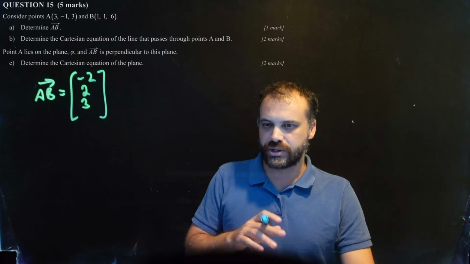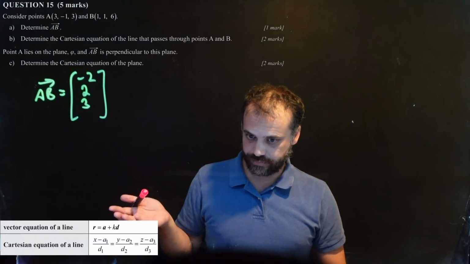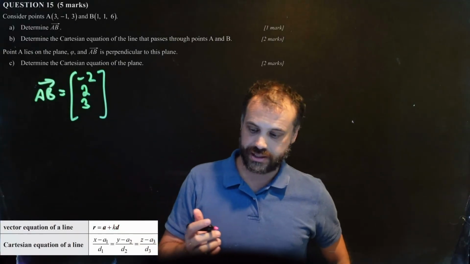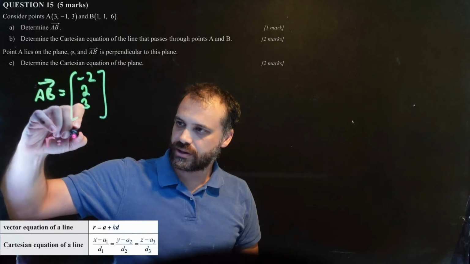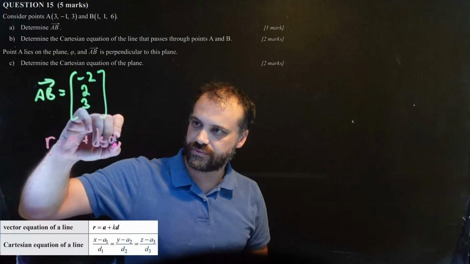Okay, so what is the vector equation of a line? Come on up. There it is. Vector equation of a line, r equals a plus kd. So let's write that up. r equals a plus kd. All right, vector, vector, vector.